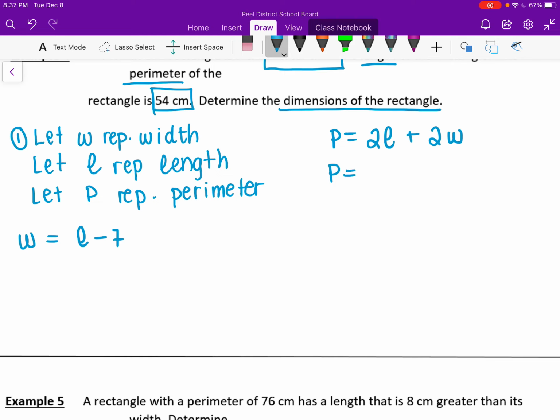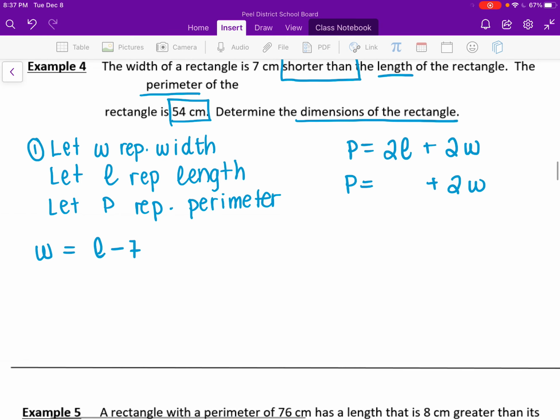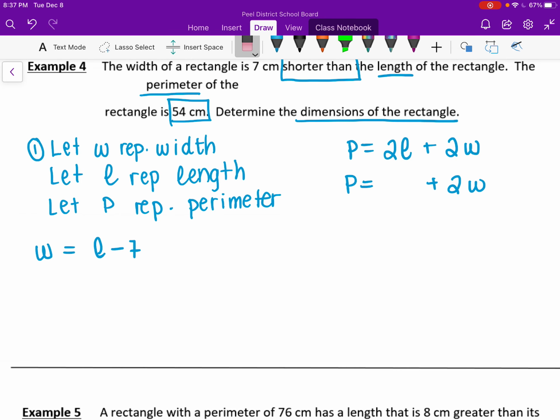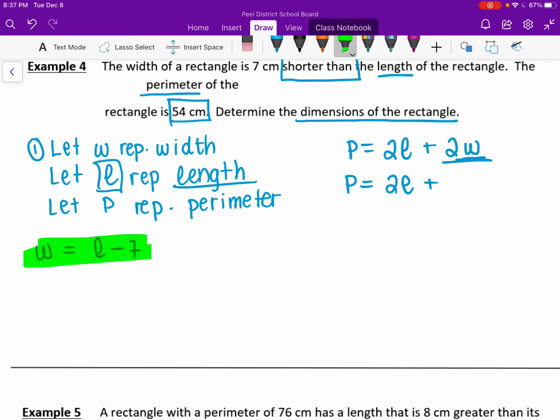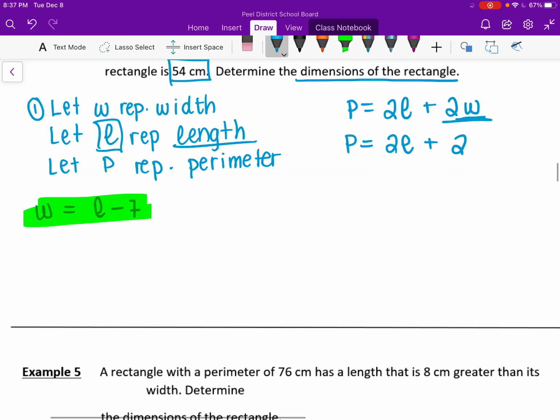So I know right off the bat that I have 2W, and I don't really need to do anything for that. I have 2L, and I don't really need to do anything for that. There's nothing else. I just said let L represent length, right? So I don't really need to add anything. I could leave this as 2W, but then I would have two variables still. I went over here and I actually defined W in terms of L. So I can plug that L minus 7 in for my W.